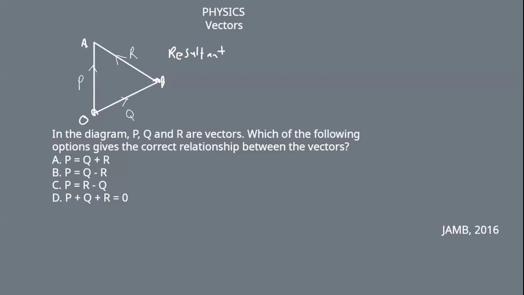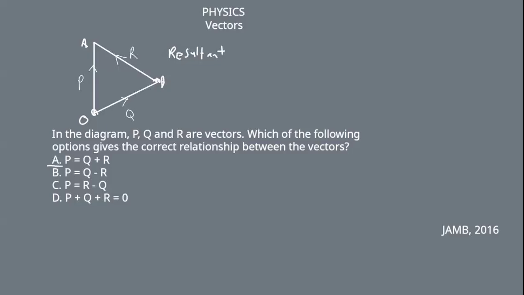Because the direction that the vector P is acting is equivalent to the combined direction of both Q and R. Q acted this way, then R acted this way, which is zeroing Q, while P directly bypasses both Q and R to arrive at the same point. So P is the resultant, okay?